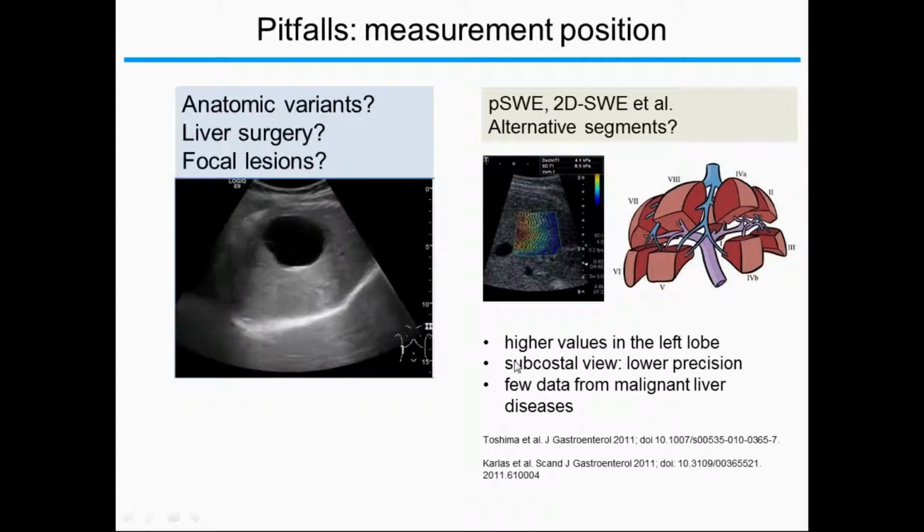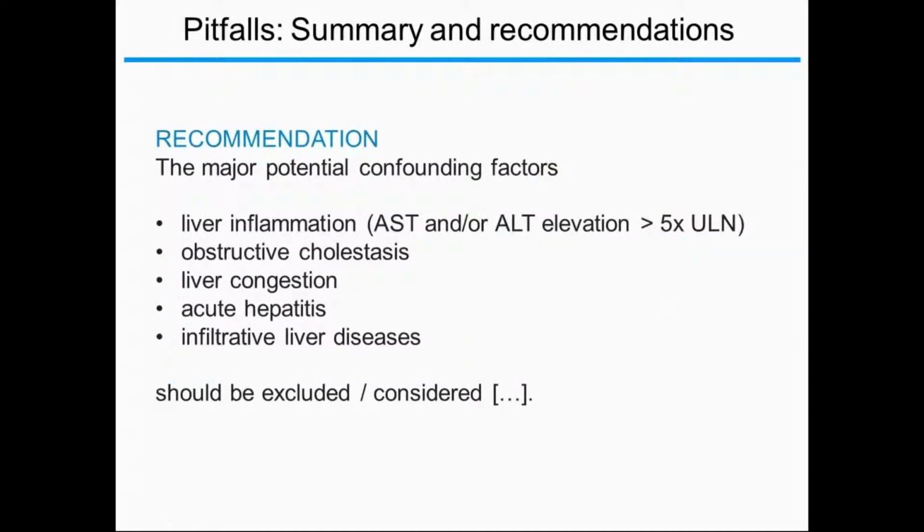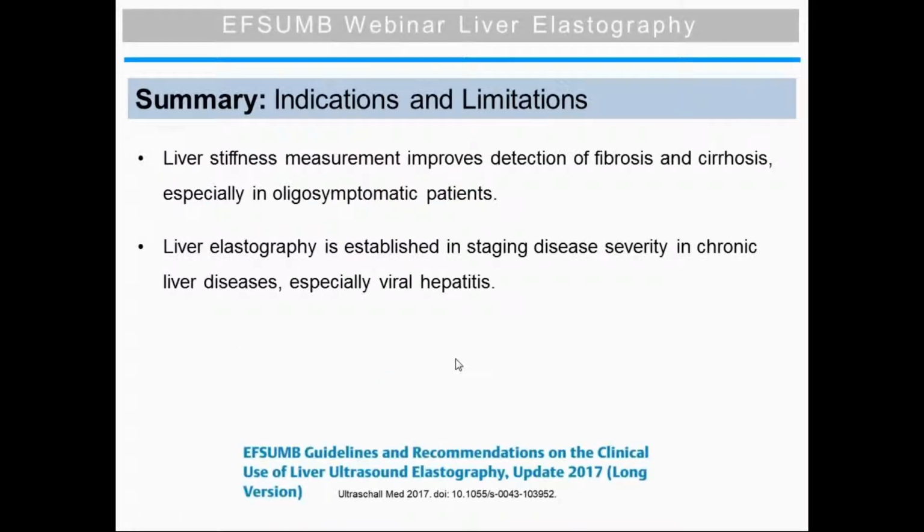And the subcostal view is associated with a lower precision of the measurement values, and we will find higher values in the left lobe. So this should be taken into account when choosing the measurement position. So recommendations for pitfalls are: you should take into account liver inflammation, you should rule out obstructive cholestasis and liver congestion, and you should be aware of acute hepatitis and also of malign or infiltrative liver diseases.